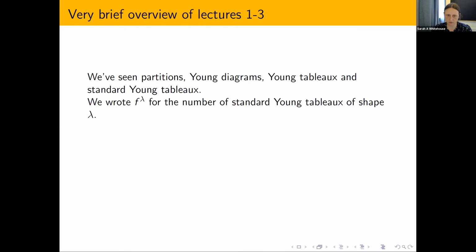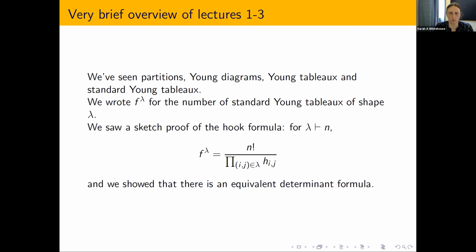But remember what we did with this. First we had some notation, f lambda, for the number of standard Young tableaux of shape lambda. Here we've fixed a natural number n, and a lambda, which is a partition of n, and we thought about the number of standard Young tableaux of shape lambda, and we called that f lambda. What I was doing in the last lecture this morning was talking about the hook formula and sketching some of the ingredients that go into a bijective proof of the hook formula.